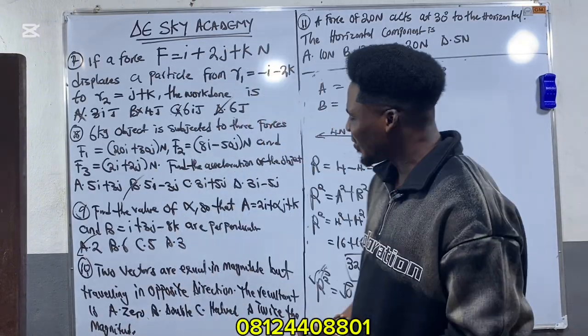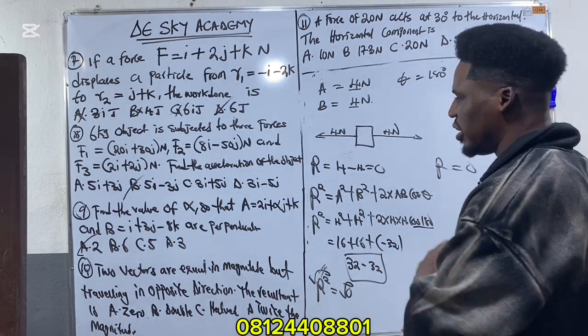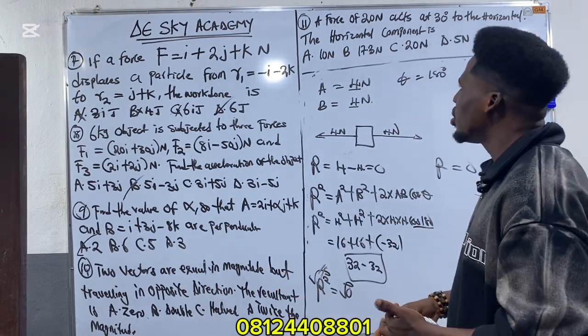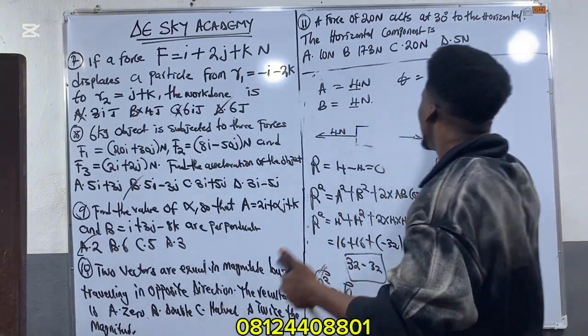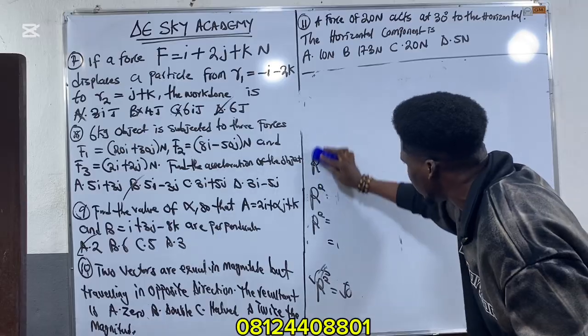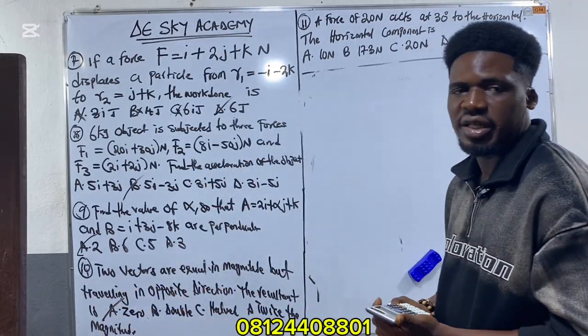Are you getting me? So any question you want to solve related to vectors that has two magnitudes, use this format. Then question number 11. That means number 10 we have solved. What is the answer here? Option A says 0. So the answer is 0.